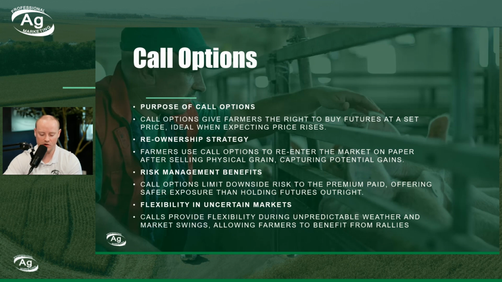So a call option provides a lot of flexibility during very unpredictable weather, market swings, things like that. If I look at a call option, a hog producer may be worried about their input costs. For example, they feed corn to their hogs. They want to protect against the price of that corn going up, so they may buy a call option to protect that feed input price. And same from a row crop producer's perspective too.